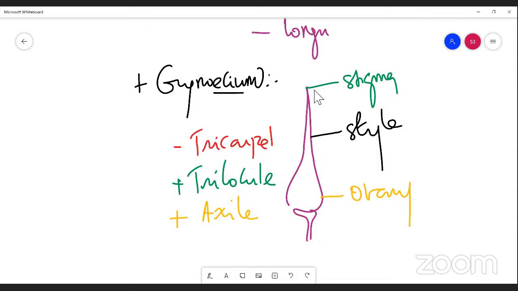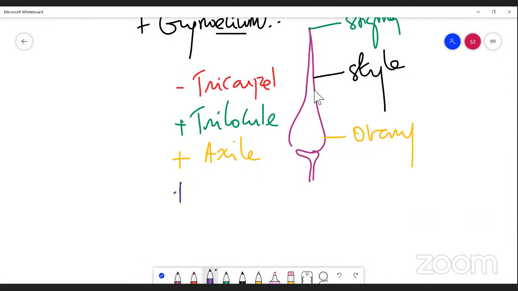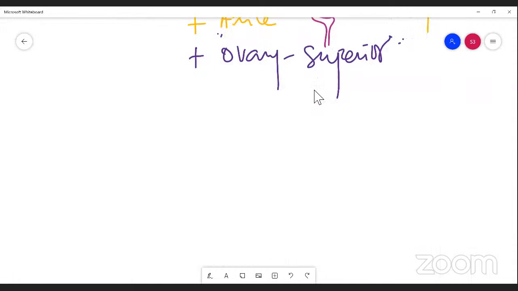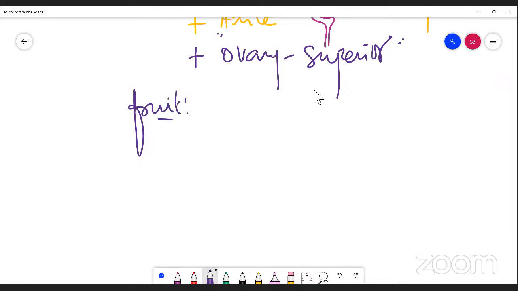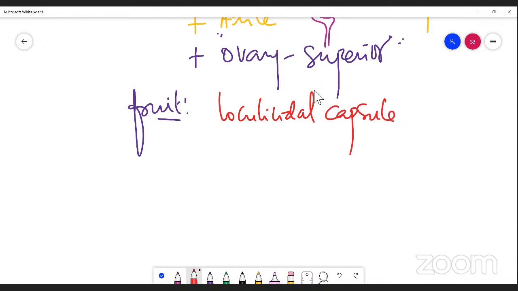And the type of ovary is always superior ovary. Ovary is superior. So, these are all the gynoecium characters. Right? Okay, next we pass on to fruit. The type of fruit is loculicidal capsule, right?